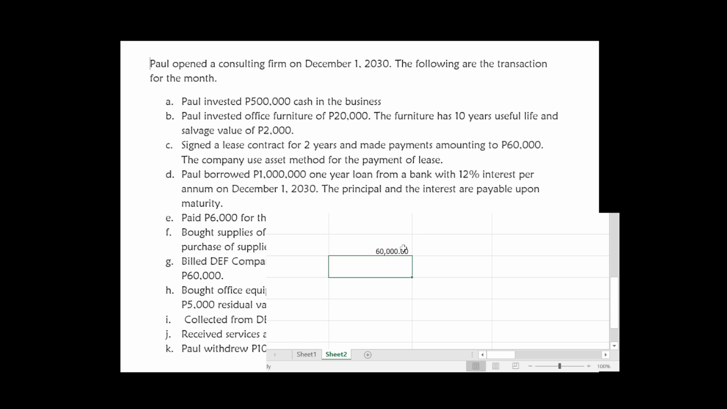So, kukunin natin yung 1 month nito ng 60,000. I-divide natin. Magkano ba? Good for 2 years ito. So, 60,000 divide na lang natin by months para diretso na. So, 2 years is 24 months. So, ibig sabihin, 2,500 monthly yung ating pag-expense ng ating prepaid rent. So, therefore, yung rent expense natin at the end of the year is 2,500. Okay? Answer natin again is 2,500.